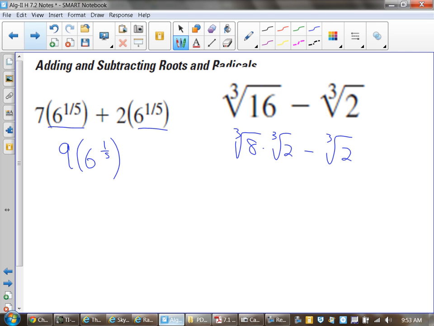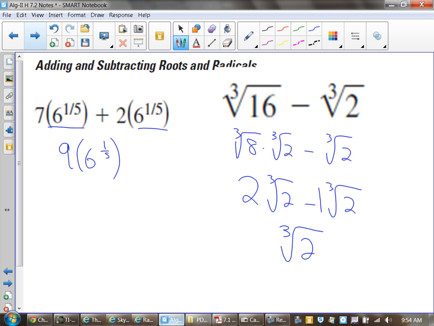What's the cube root of 8? 2. So this is 2 cube root of 2, minus, what's the coefficient out front of that nth root that you don't see? 1. Do they have the same nth root? What's 2 minus 1? 1. So your result would be the cube root of 2.